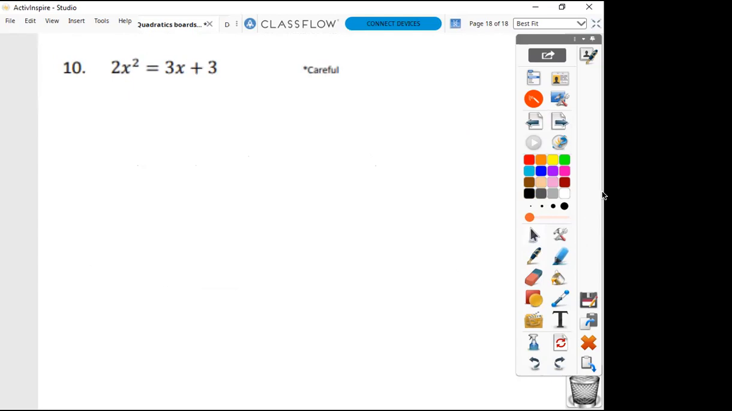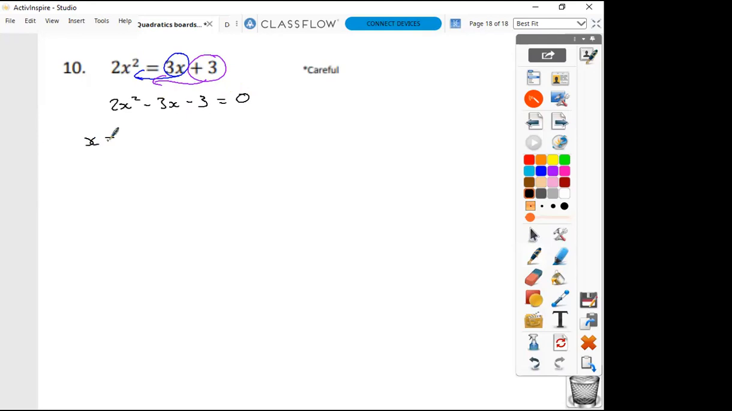Okay, this is just a wee bit of rearranging again. Okay, so we've got 2x squared on one side. I want to move over my 3x and I want to move over my plus 3. Okay, now they're both positive on the right hand side, so they'll both become negative on the left, and we'll end up equal that to 0. Okay, now I've got my ax squared plus bx plus c.